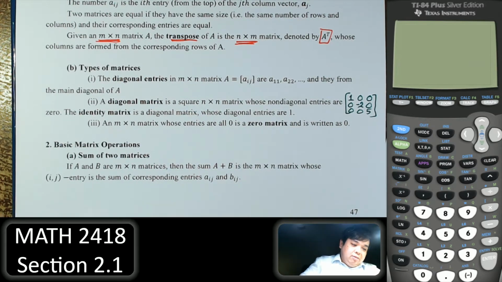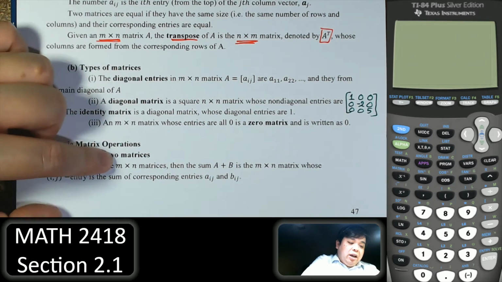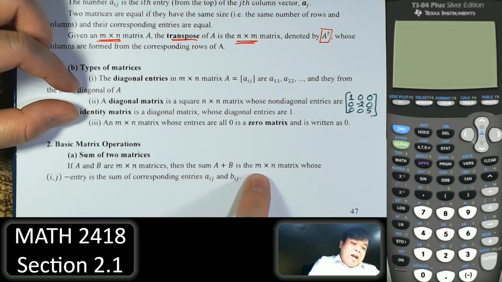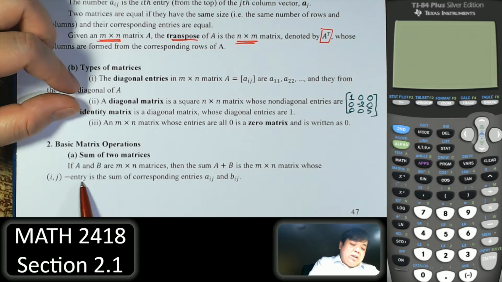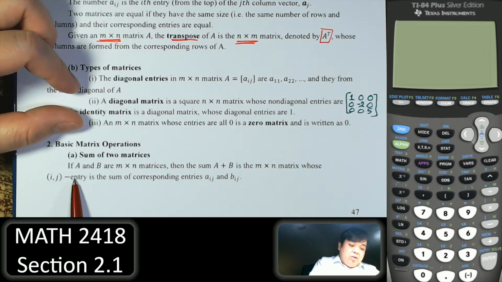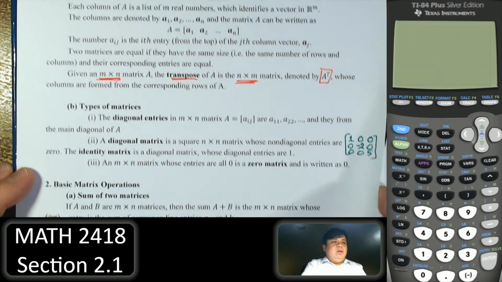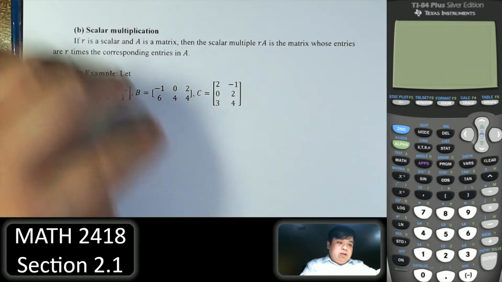Right, so there's some terminology here. The sum of two matrices: if A and B are m by n matrices, meaning they have the same size, then the sum of A and B is the m by n matrix. So A is m by n, B is m by n, and A plus B is also m by n. And the ij entry is the sum of the corresponding entries Aij and Bij. So very simple. We just add or subtract the corresponding entries. If it is subtract, then we subtract. If we add, we just add corresponding entries.